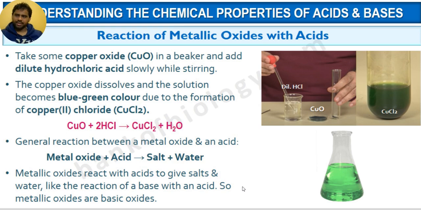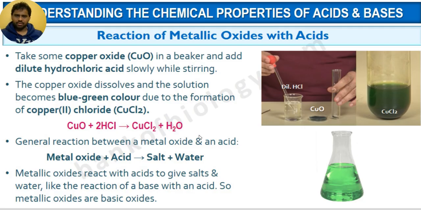Now let's go ahead. Reaction of metallic oxides with acids. Now dilute HCl is our acid. Metallic oxide can be CuO, copper oxide. So what is happening? Take some copper oxide in a beaker and add dilute hydrochloric acid slowly while stirring. So see, the color has changed, green. The copper oxide dissolves and the solution becomes blue-green color due to the formation of copper 2 chloride, that is CuCl2. CuO plus 2HCl gives you CuCl2 plus H2O.